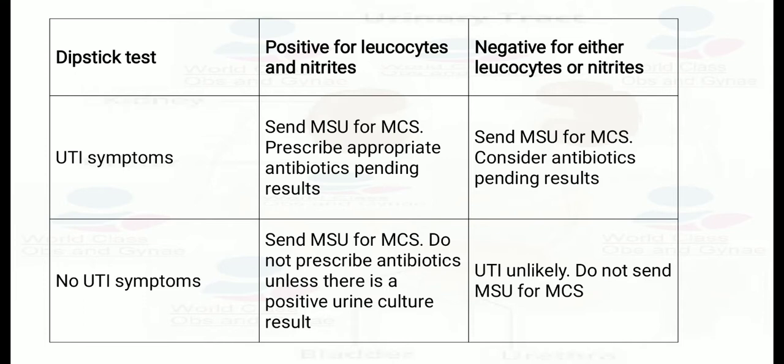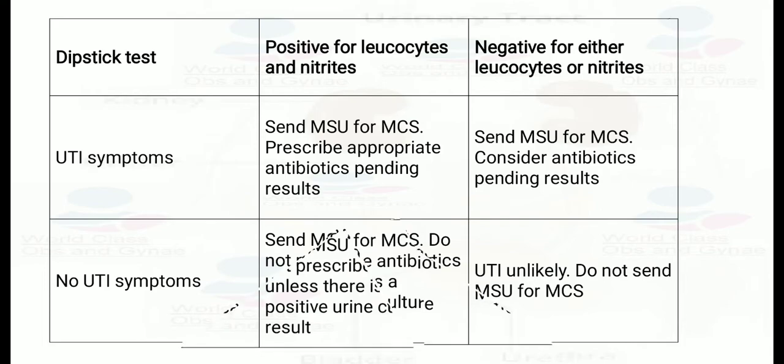Okay, then UTI symptoms need to be asked. If we have UTI symptoms, send MSU for midstream culture and sensitivity. Prescribe appropriate antibiotics depending on the results, and "pending results" means before getting the actual results we can start antibiotics. Then send MSU for MCS, consider antibiotic pending results. When we have no UTI symptoms, send MSU for MCS. Do not prescribe antibiotics unless there is a positive urine culture. Okay, and if UTI is unlikely, do not send MSU for MCS.